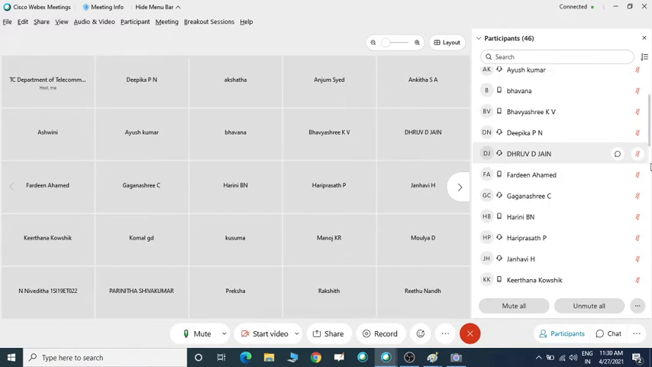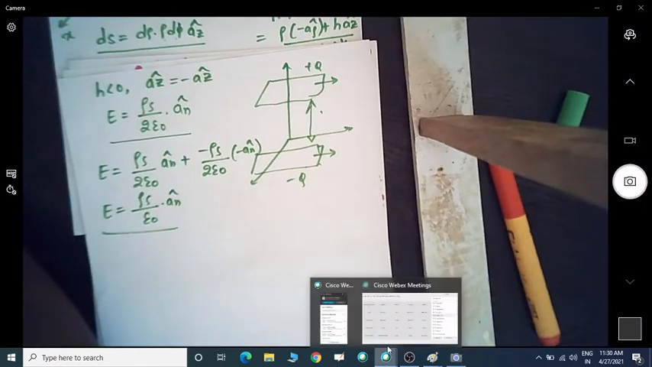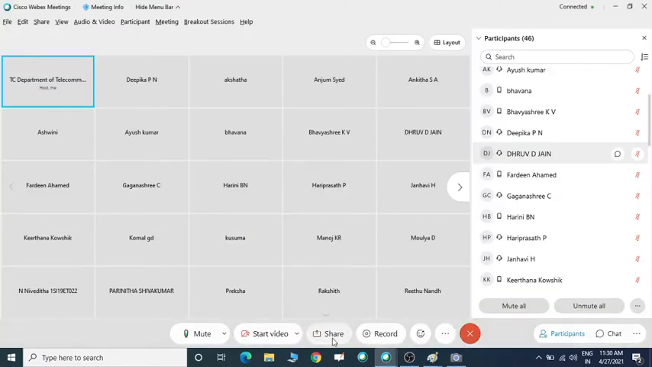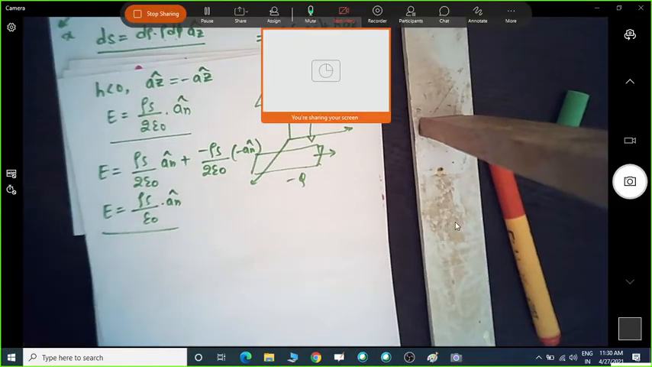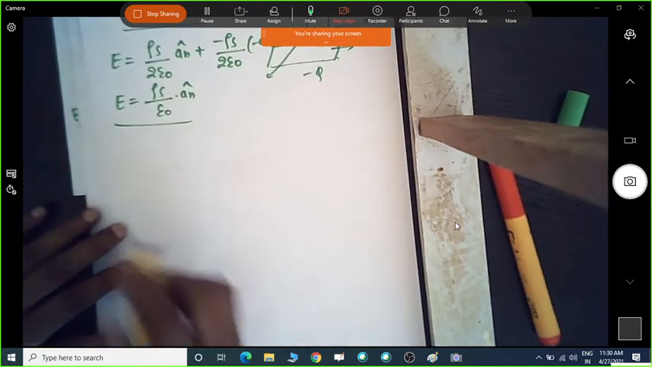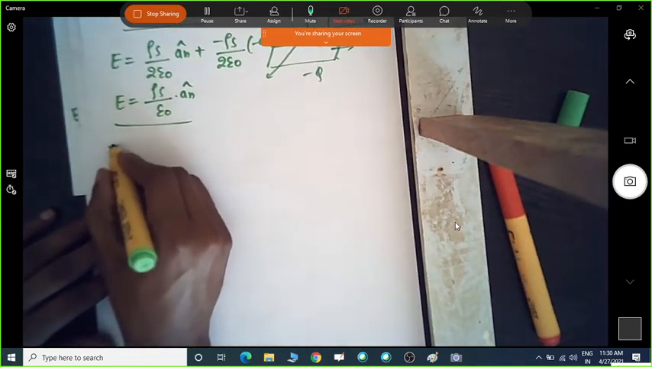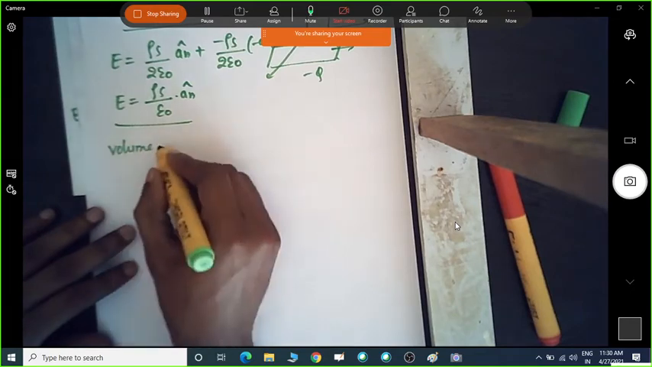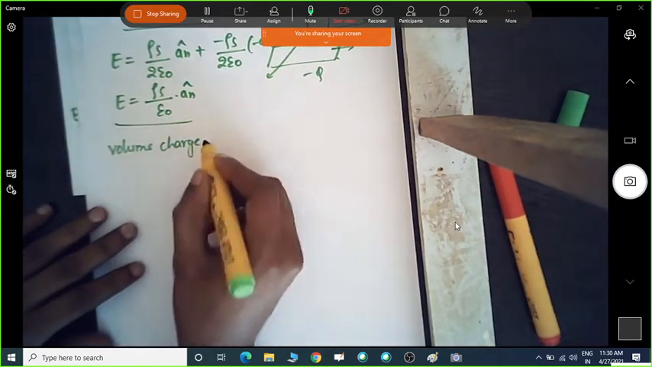Okay, so this is the electric field due to this charge configuration, that is, due to infinite sheet charge configuration. Now we are going to discuss the volume charge next. So next one is the volume charge.